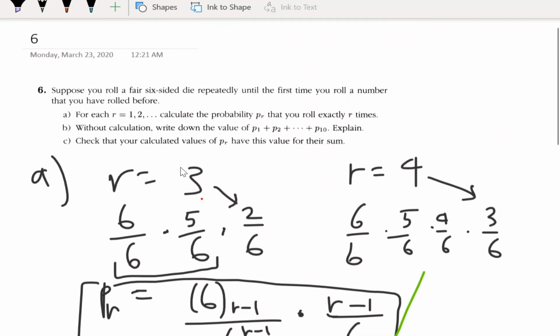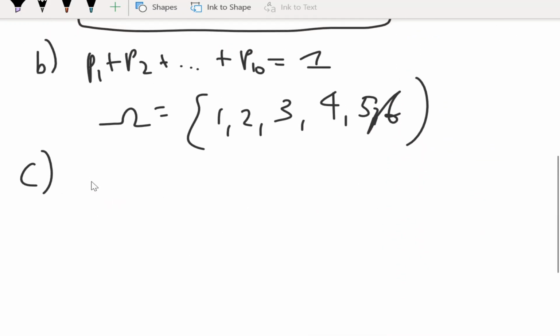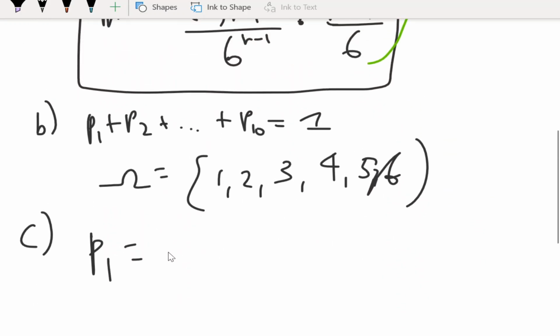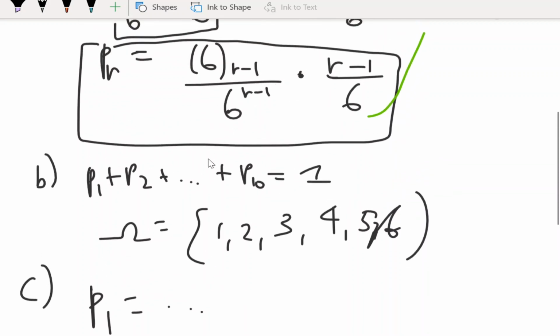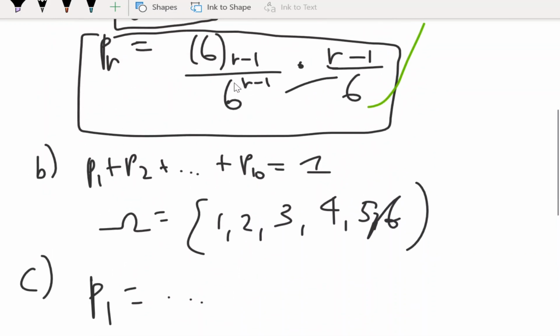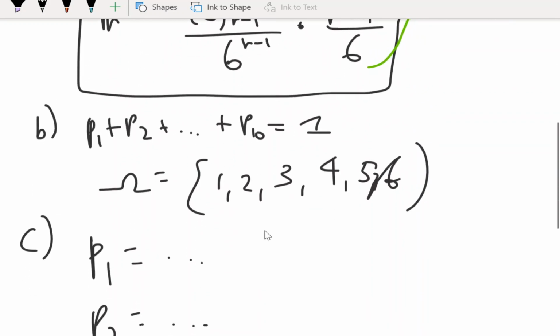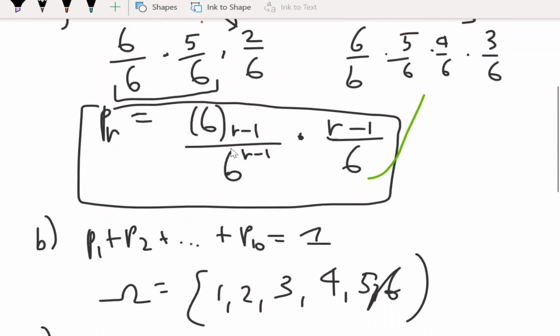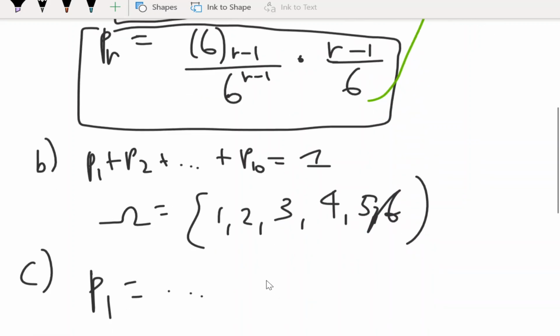And then part C: check that your calculated values of P_r have this value for their sum. Basically, they just want us to do P1 equals dot dot dot, plug r equals 1 into our system. Do P2 equals dot dot dot, plug r equals 2 into our system. And so on until P6, then add them together. I'm not going to do that, but basically what you'll see is that P1 plus P2 plus P3 plus P4 plus P5 plus P6 is equal to 1, as we talked about in part B.